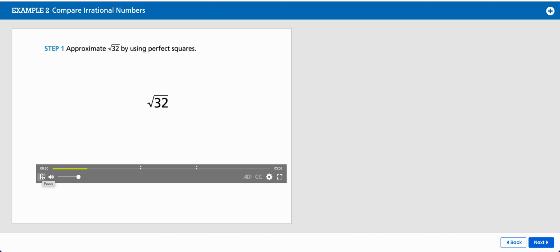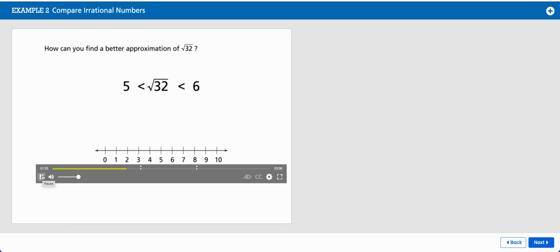The first step is to approximate the square root of 32 by using perfect squares. 32 is between the perfect squares 25 and 36. This means that the square root of 32 is between the square root of 25 and the square root of 36. So we know that the square root of 32 is between the whole numbers 5 and 6. On the number line, the square root of 32 is located somewhere between 5 and 6. How can you find a better approximation of the square root of 32?